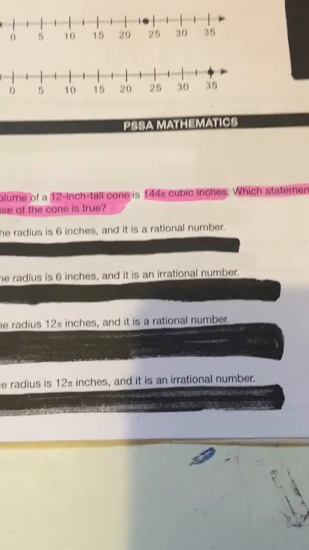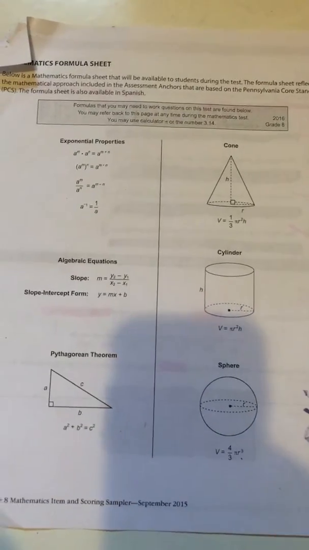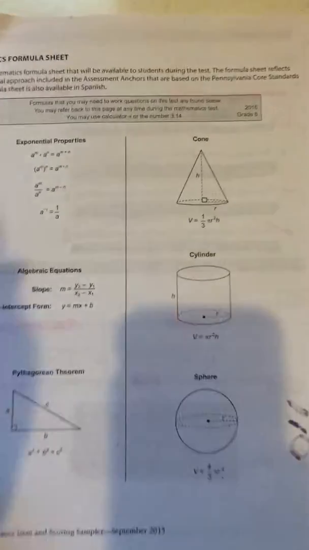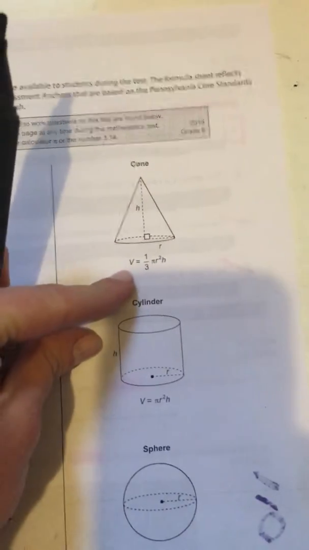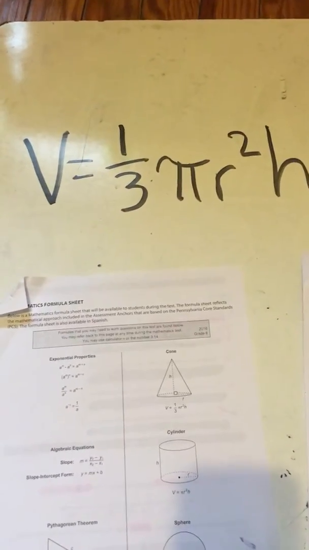Okay, first things first, we want to refer back to our formula sheet. Our formula sheet is on the very cover. This exact sheet is what you will get on the PSSA, so we want to become familiar with it. We are given the volume of a cone. It's 1/3 pi radius squared height. I wrote that down so I have it on my paper.